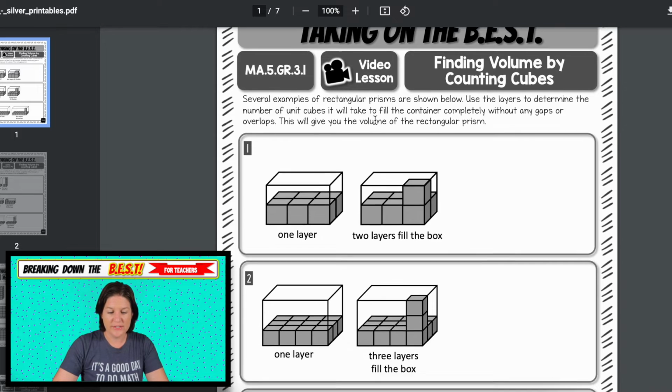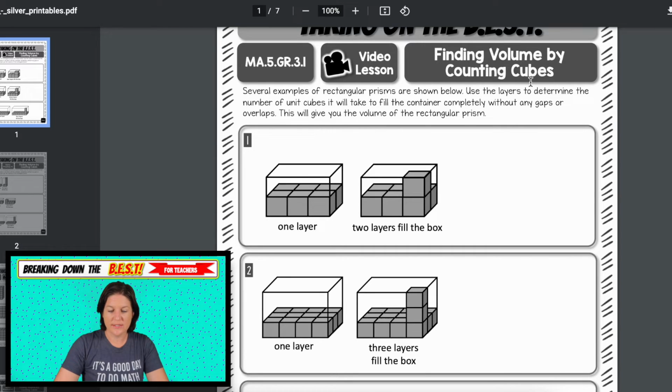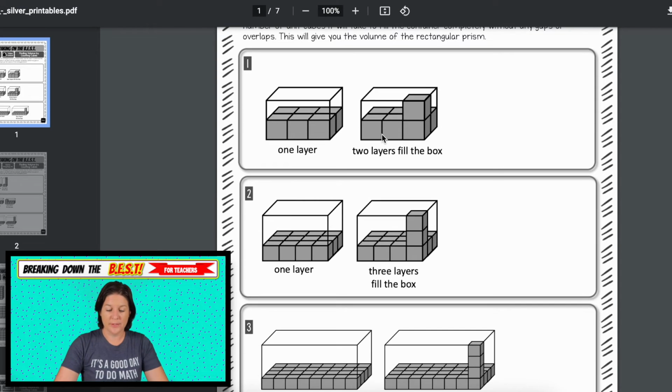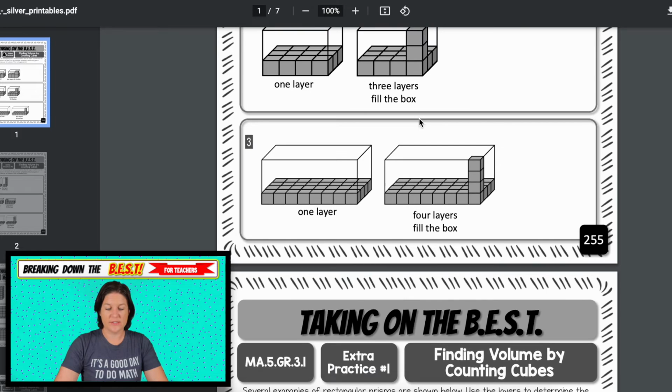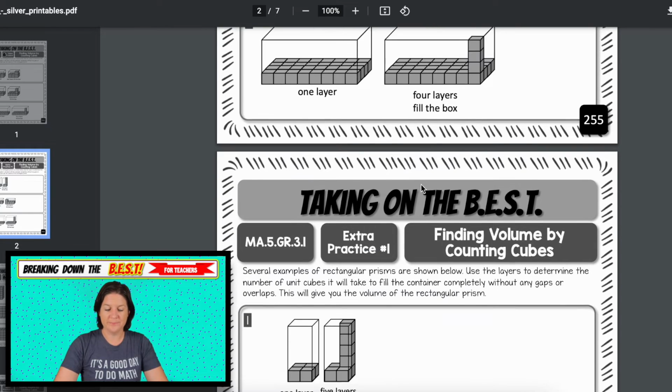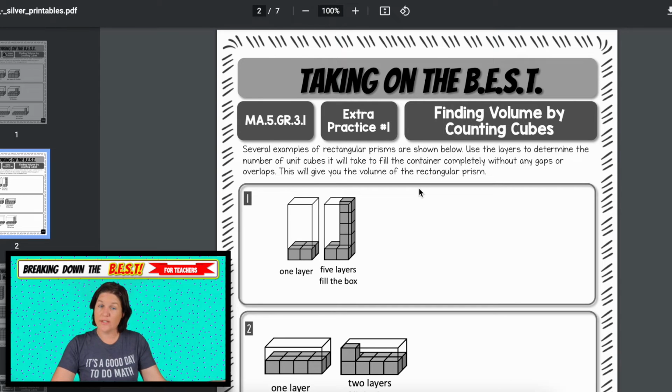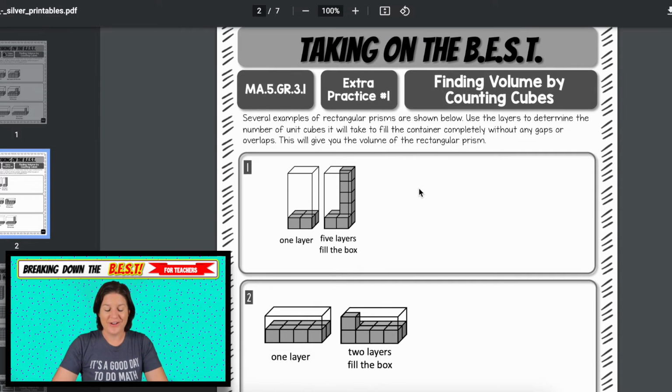So here's your video lesson. It says to use the layers to determine the number of unit cubes it will take to fill the container completely without any gaps or overlaps. This will give you the volume of the rectangular prism. So I'll break this down in the video lesson. Students will just record along with me. Then they have this extra practice page to complete on their own, so they can use the notes in their lessons to help practice on their own.